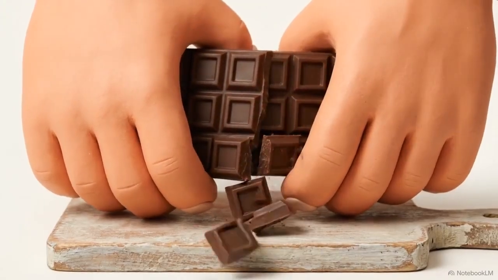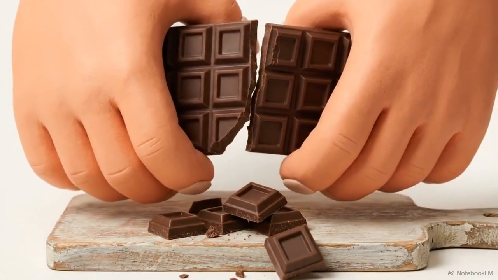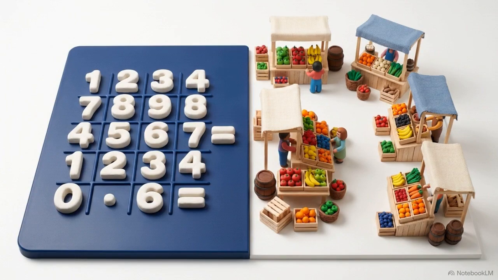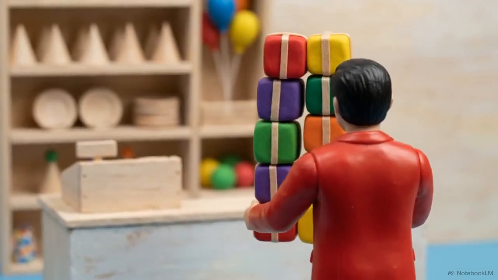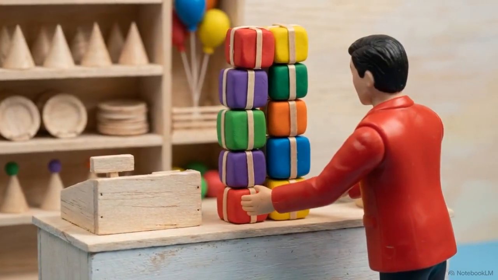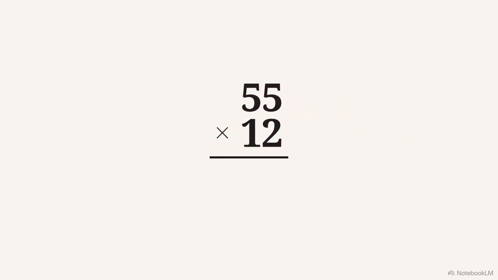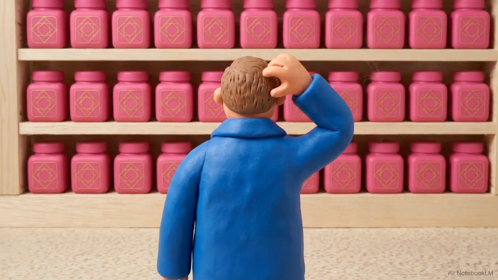No matter how large a number looks at first glance, it can always be hacked, pulled apart, or broken down into simple pieces. Let's pull this out of the abstract and apply it to a real-world scenario. Imagine you are buying return gifts for a party. You need to buy 12 gifts, and each one costs 55 rupees. Look at how this sentence works as a math problem. By extracting just the core data, the 12 gifts and the cost of 55 rupees per gift, we instantly build a clean multiplication equation. 55 times 12, which gives us a total cost of 660 rupees.